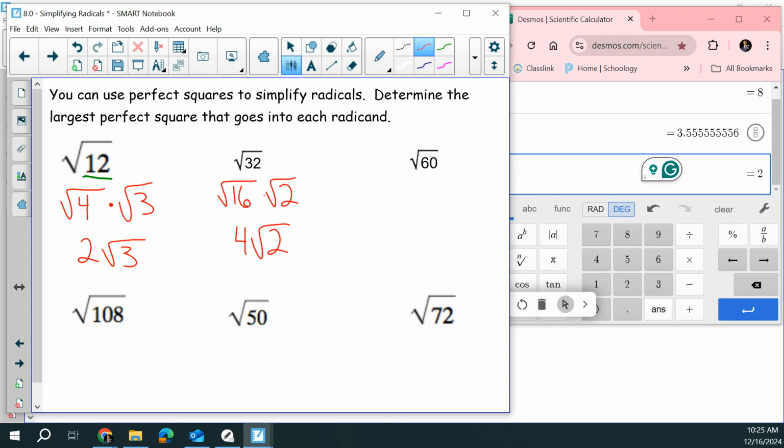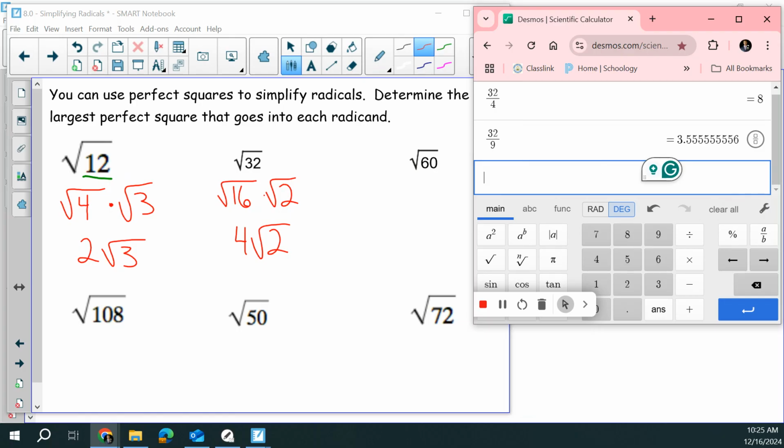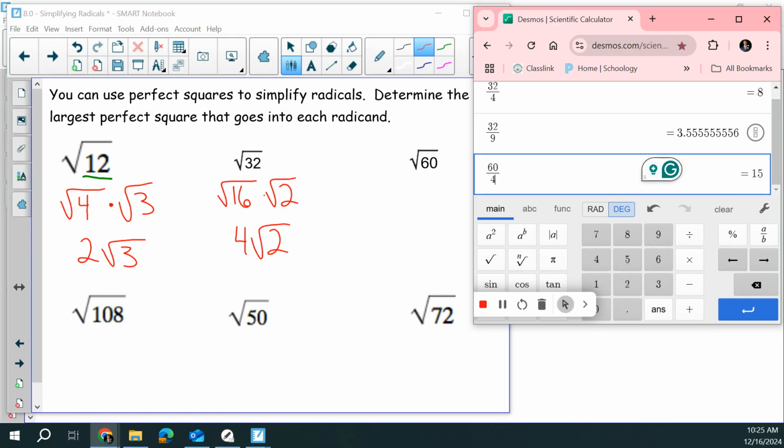Sometimes there could be multiple perfect squares that go into a number. You have to figure out the biggest perfect square that goes into it. So for 60, I'm going to do 60 divided by my smallest perfect square, which is 4. I'm going to start at 4 every time. You do 4, you do 9, you do 16, you do 25. You just go up with your perfect squares from the last page. 60 divided by 4, I get 15.